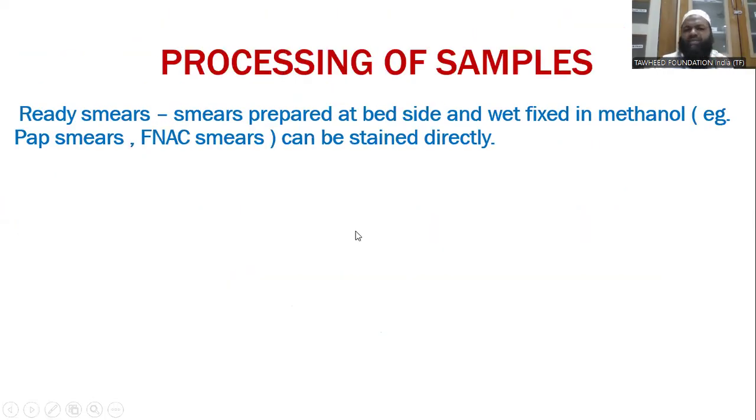So the next step is processing of samples. How are you going to process the samples? Ready smears are prepared at bedside and wet fixed in methanol. For example, pap smears and FNAC smears can be stained directly, so no need to wait for fixation here. Once they are fixed, we can use the staining method, process the smears, and examine them under the microscope for abnormal or normal cells.